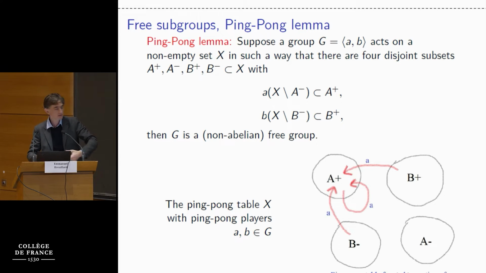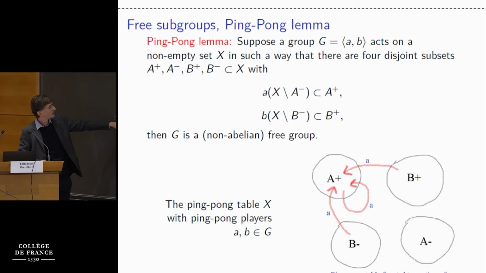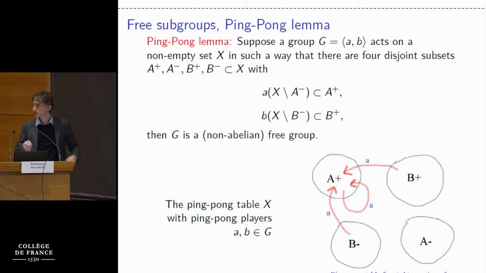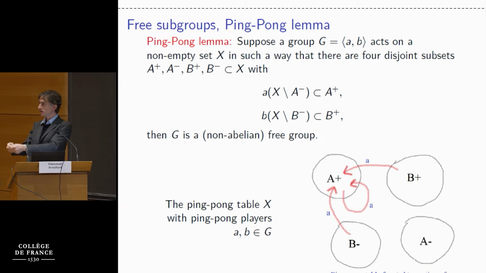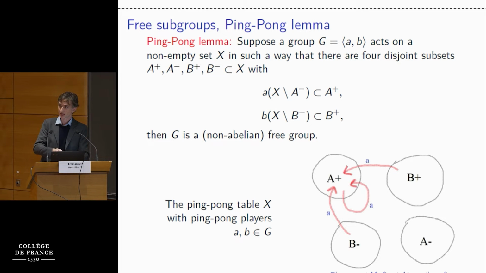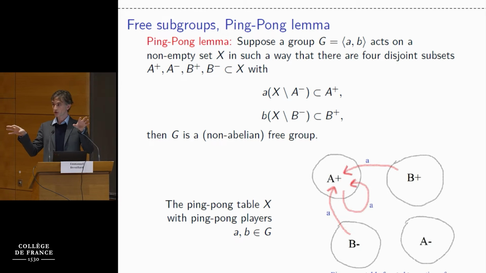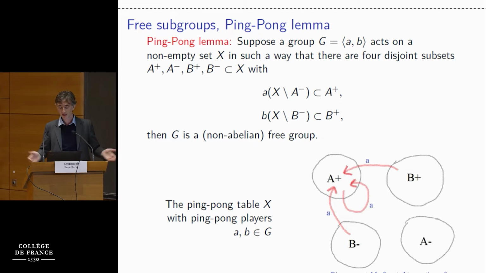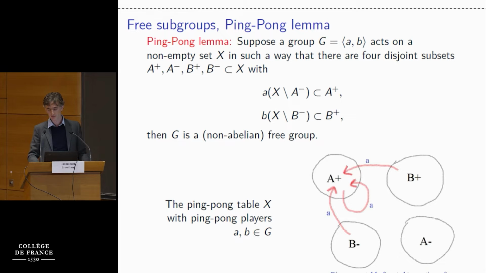I'm going to stay in A minus, and then I'm going to be sent to B plus, then to A minus, then to B, then to A plus. So I'm going to end up in A plus. So I started with B plus, I'm going to end up in A plus. But those two are disjoint. So this means that the action is non-trivial. So that's a free, it's okay. And this works for every word, so it's a free group.